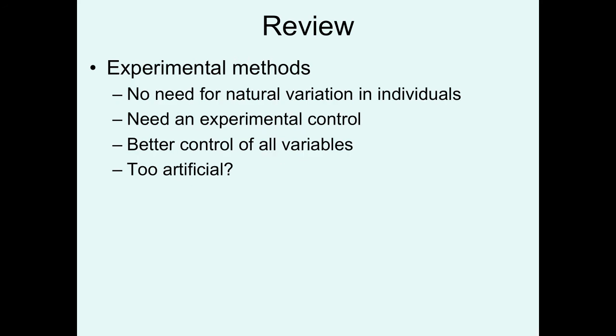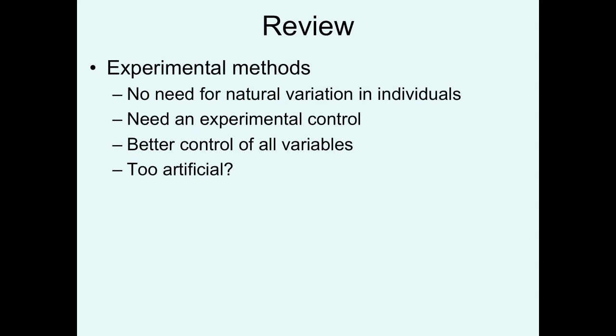Another method we talked about was experimental methods. In this case, there's no need for natural variation in individuals because you're actually manipulating the traits of interest and looking at the effects of those variants on the individuals. You do need an experimental control because whatever method you're using to cause these variations, you need to make sure that those aren't causing some abnormal behaviors in the organisms, and if they are, then you're going to see that your experimental control group is too different from your unmanipulated group.